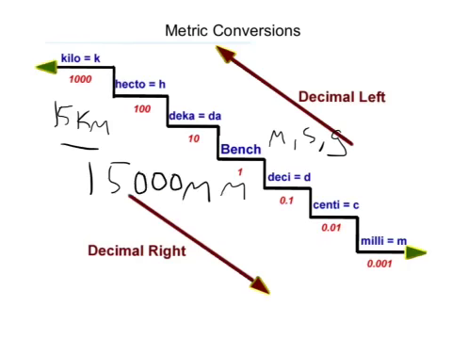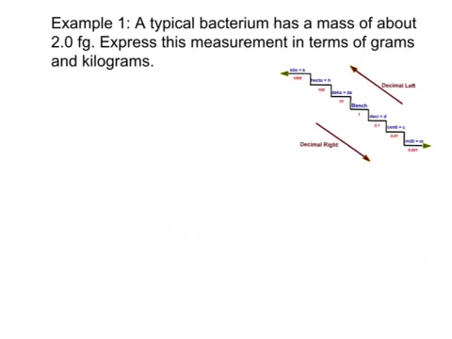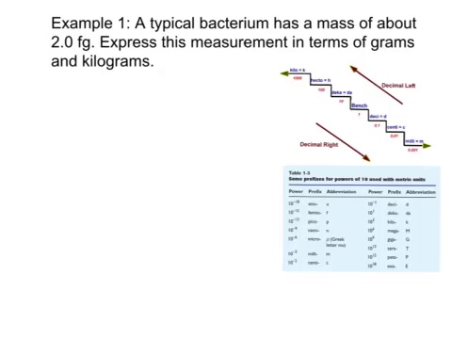So we need to practice this. You need to get accustomed to using meters, kilograms, and seconds as our standard units in all problem solving. So let's look at a problem, right? A typical bacterium has a mass of about 2 femtograms. Okay, we want to express that measurement in terms of grams and kilograms.